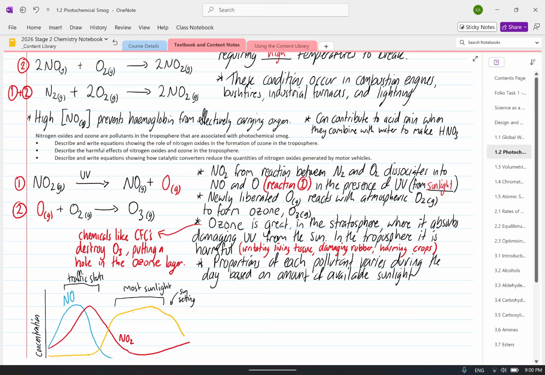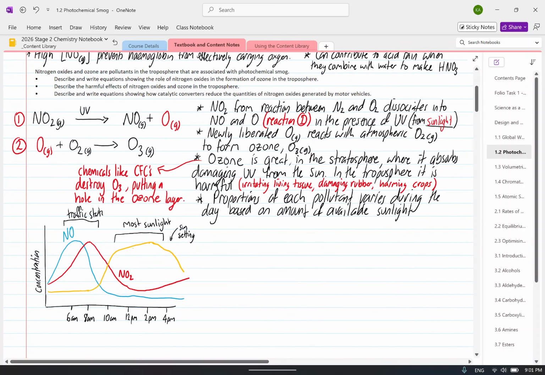Now, as an aside, our ozone that is meant to be in the stratosphere has been damaged in the past from chemicals such as CFCs, which are chlorofluorocarbons. When the ozone that's meant to be in the stratosphere is depleted, it allows damaging UV light to come in, which has caused an increased prevalence of cancer in countries that are below that hole, such as Australia.